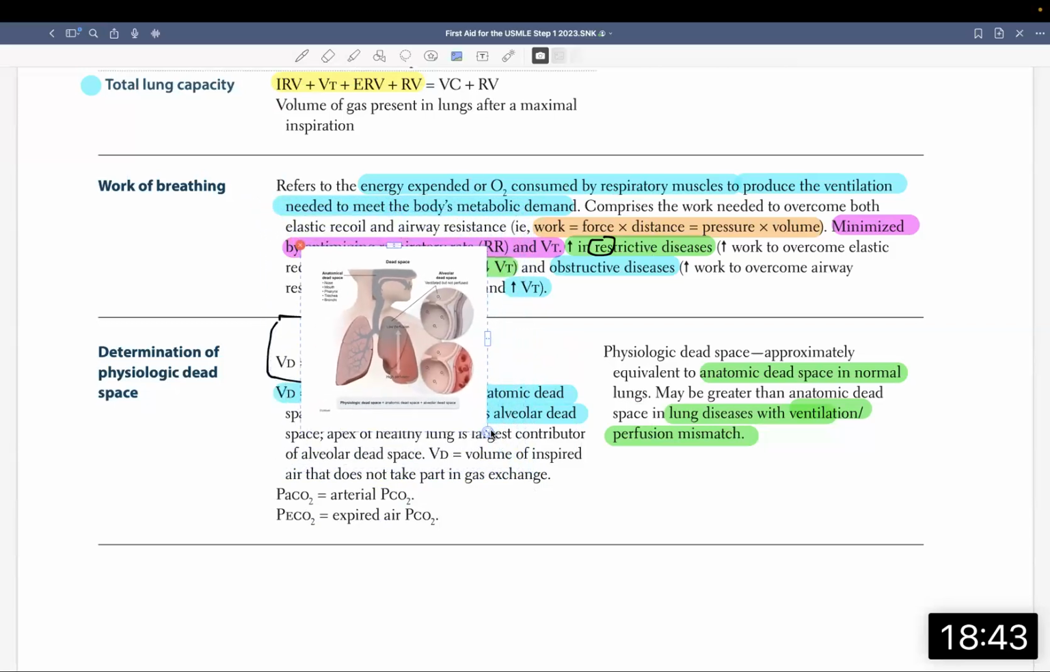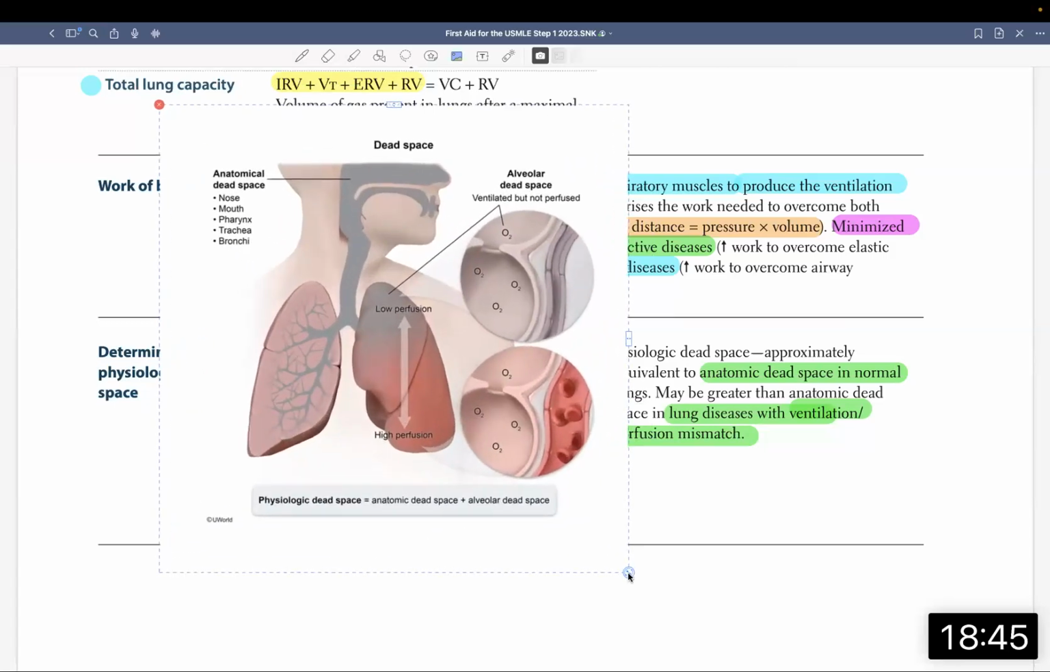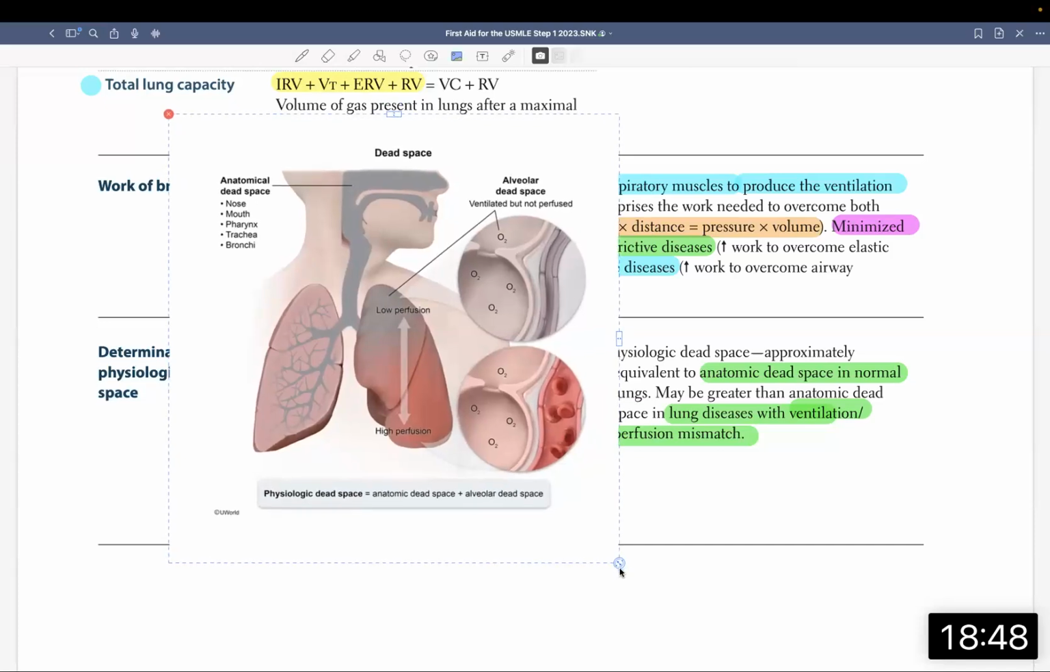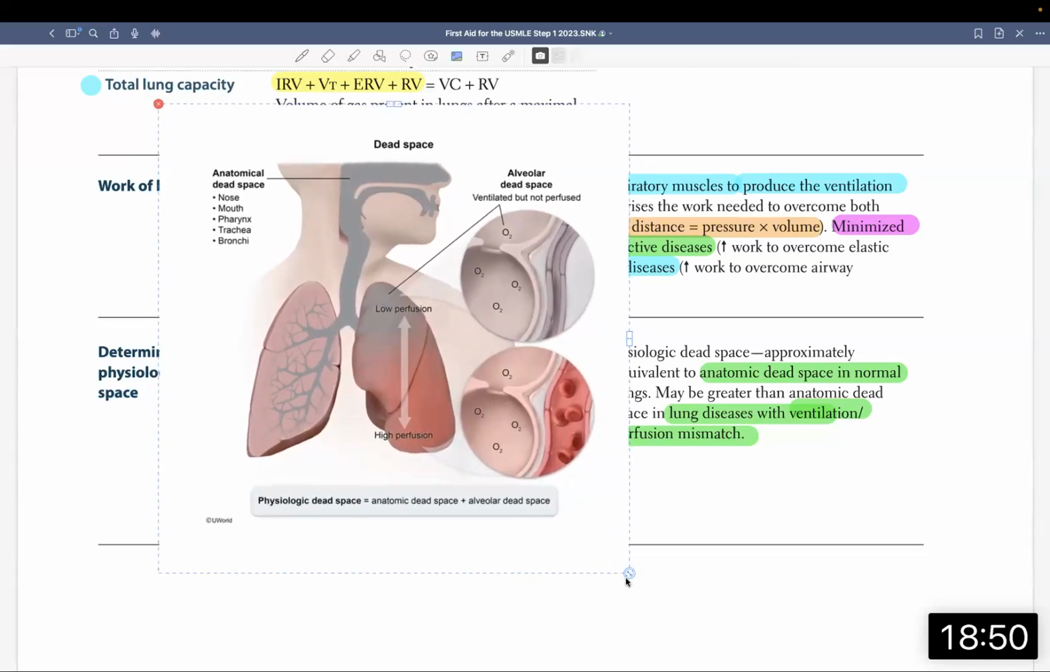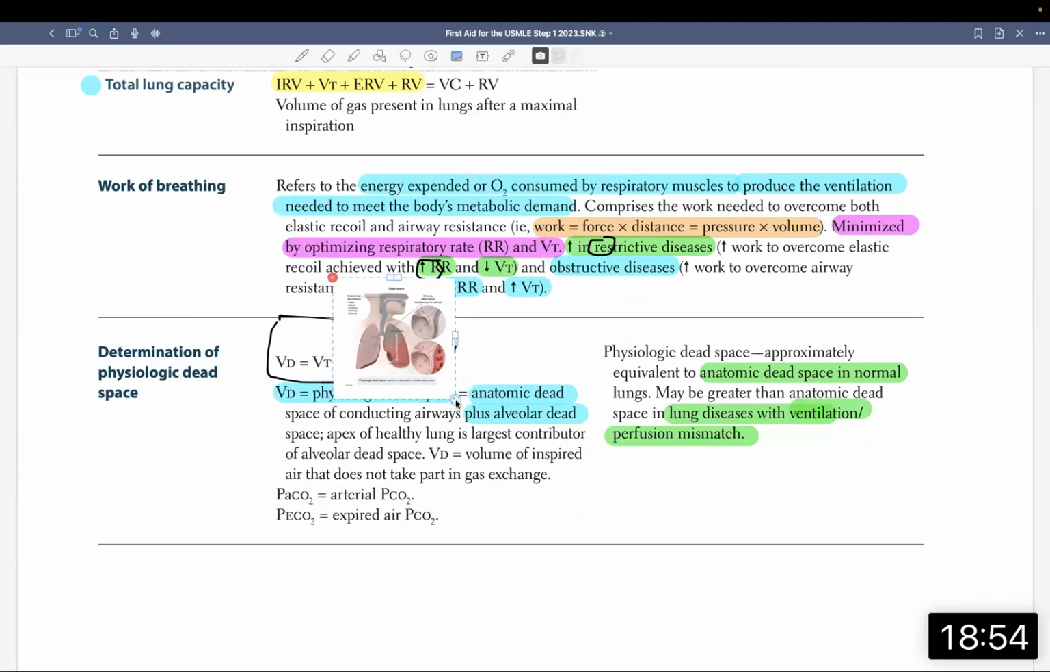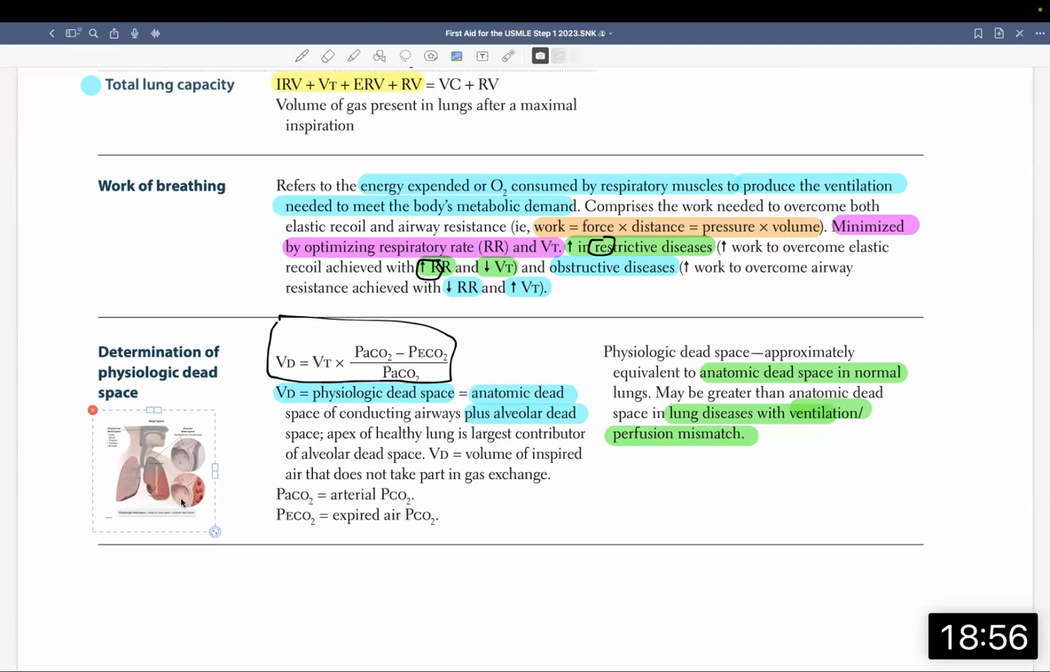So we'll get to it in a few, but this is the dead space. Physiologic equals anatomic plus alveolar dead space. Alveolar dead space is highest in the upper lobe. What are these? These are ventilated but not perfused alveoli. One more time, what is VD? VT into PaCO2 minus PeCO2 divided by PaCO2.